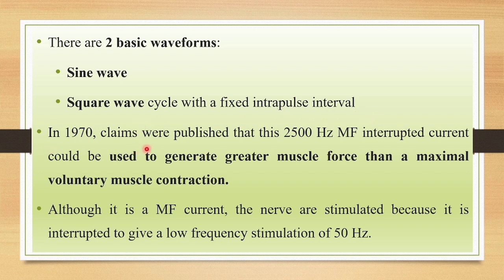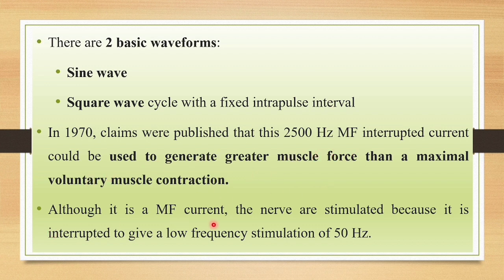In 1970, claims were published that this 2500 Hz medium frequency interrupted current could be used to generate greater muscle force than a maximum voluntary contraction. So the muscular force produced by the normal voluntary contraction is less compared with the usage of this Russian current. Russian current produces greater muscle force than a maximum voluntary contraction.